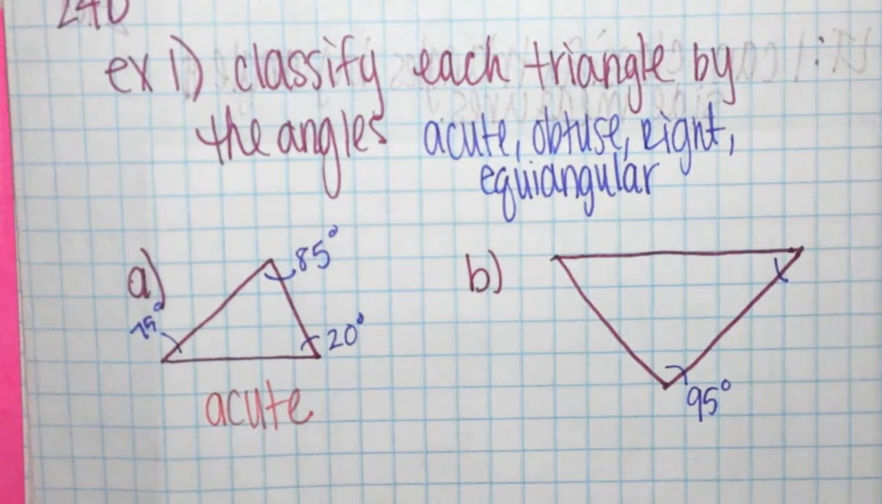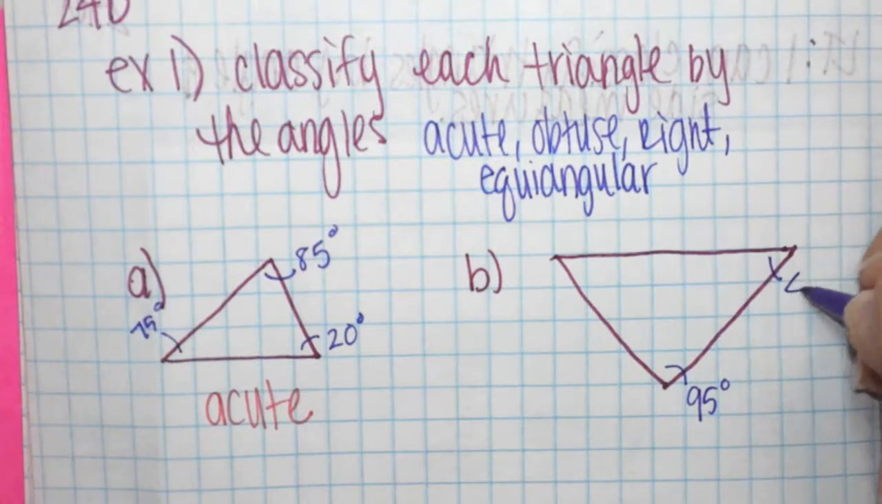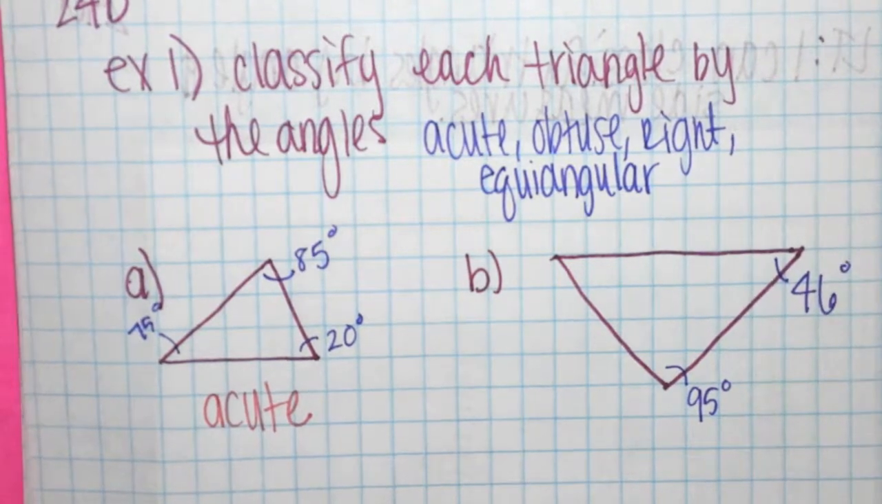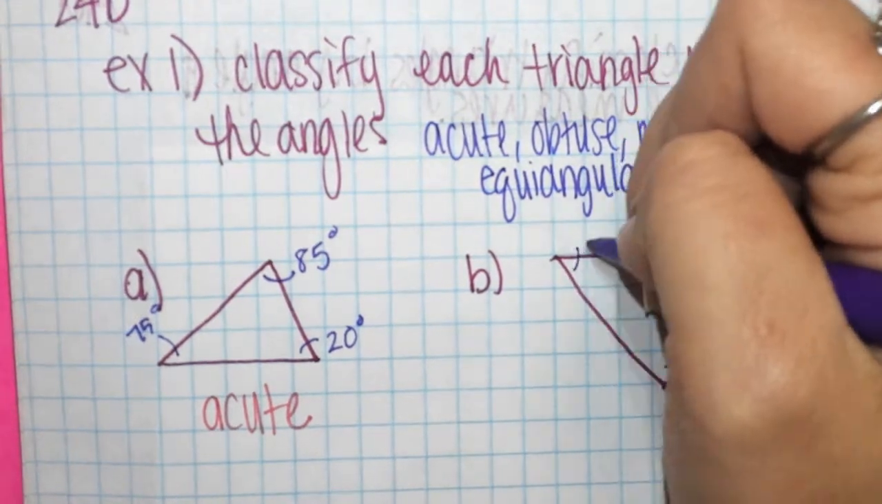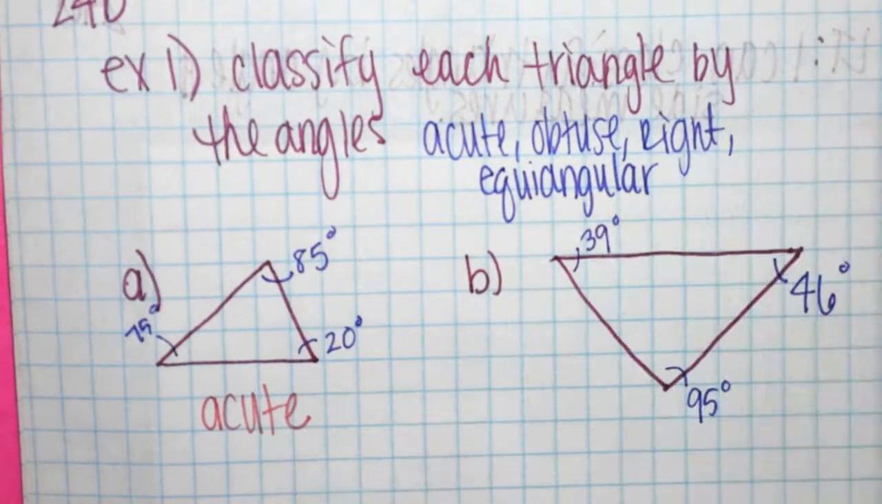Alright, 95 degrees. Draw this one. 95 degrees, 46 degrees, and 39. You can't do simple math. I can get a calculator. Y'all can't do simple math with calculators in front of you.